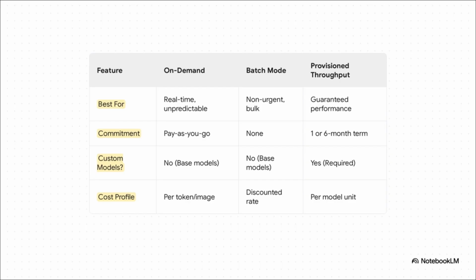Now, really zoom in on that custom models row. That is a very, very common area for exam questions. And this number right here represents the huge benefit of batch mode. Look, if your workload isn't time-sensitive, processing your jobs in bulk can slash your costs by up to 50%. It's a powerful trade-off. You just give up that real-time speed for a pretty significant discount.